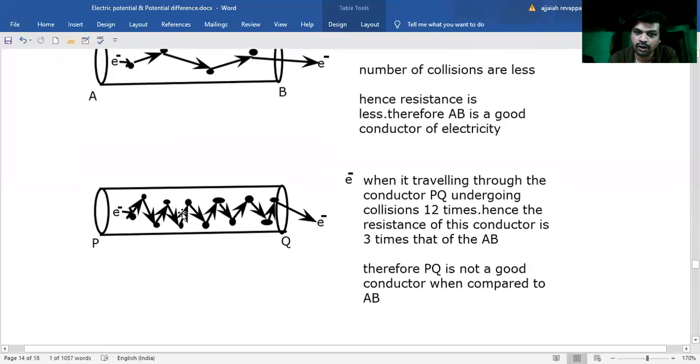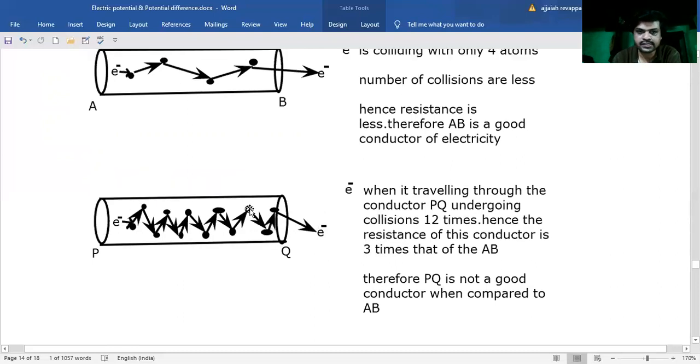When you take alloys like nichrome wire, alloys have more resistance, more obstruction, more opposition to the flow of electrons through them. The flow of electrons through this alloy is not easy. Here there are 12 collisions, while here there are only 4 collisions, almost 3 times more resistance that this alloy is offering on the electron.